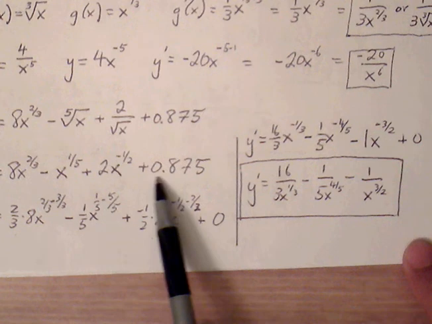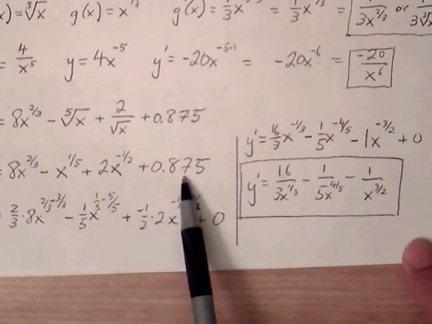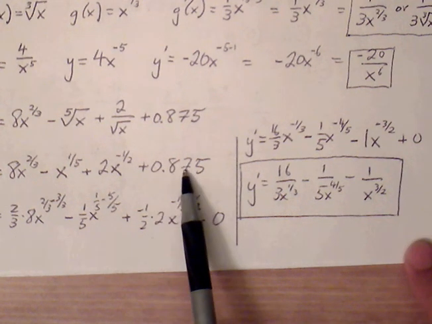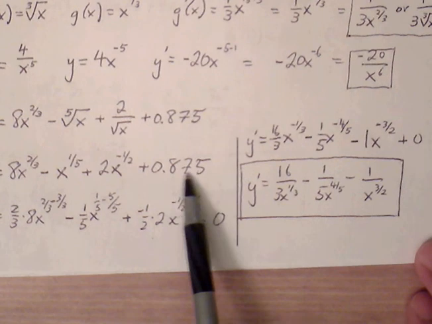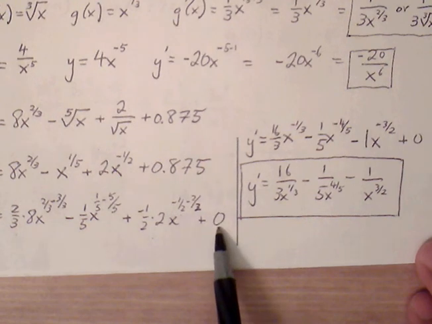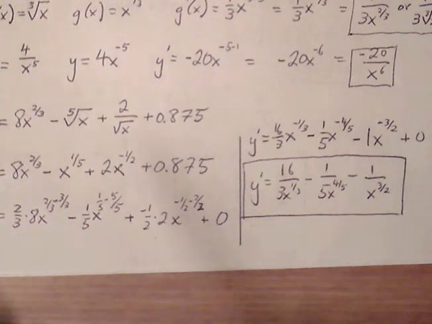Okay, finally, 0.875 is a constant, just like 5 or 4 or pi or 32. Any constant, like what we saw before, is going to be a horizontal line, and the slope of a horizontal line is going to be 0 because the slope of a straight line will be 0. So that's just going to drop out. So here's our derivative function.